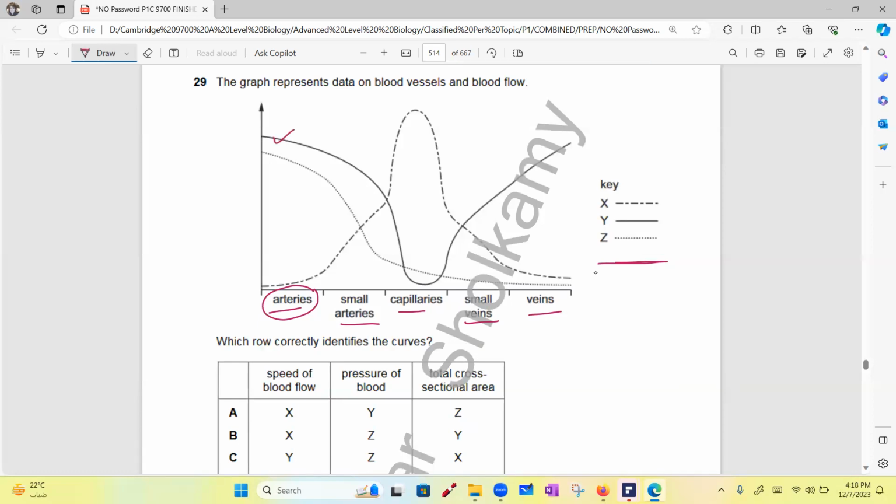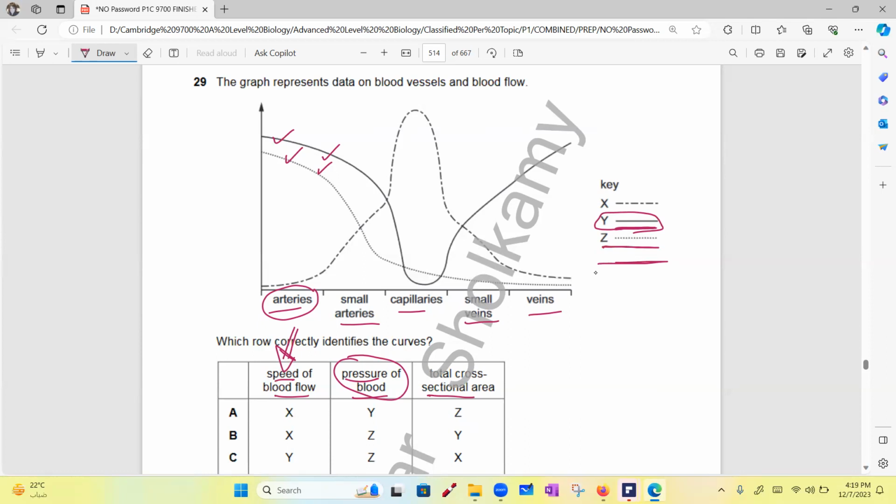What should these 2 graphs be? The speed or the pressure or the total cross-sectional area in an artery? What is very high? Pressure, of course. And because I have 2 graphs, one of them should be the pressure, and the other one should be the speed or the total cross-sectional area. What do you think? The speed. Yes, of course. The arteries pump blood with high force, high pressure, high speed. So these 2 should be this solid line and this dotted line.